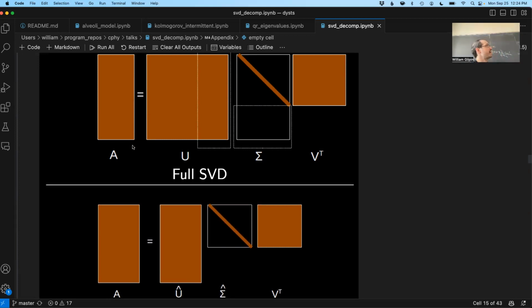Okay, so U and V are just the orthonormal bases that are associated with A^T A or A A^T. That's all that U corresponds to.